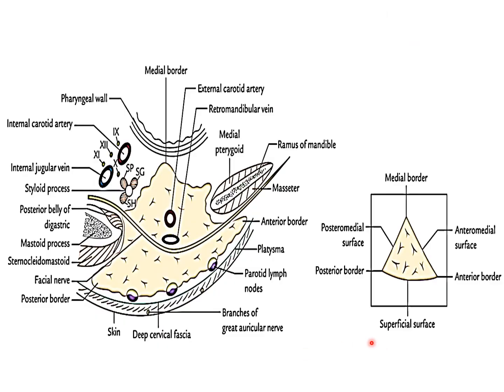If we quickly summarize what has been covered up till now, the pyramidal shaped parotid gland has a superior surface, that is the base, and an apex pointing downwards. The three borders, that are the anterior, posterior and the medial border, separate the three surfaces. This is the superficial surface, this is the posteromedial surface, this is the anteromedial surface. Again here if we see, this is the skin, this is the superficial aspect, this is the medial deeper aspect of the parotid gland.